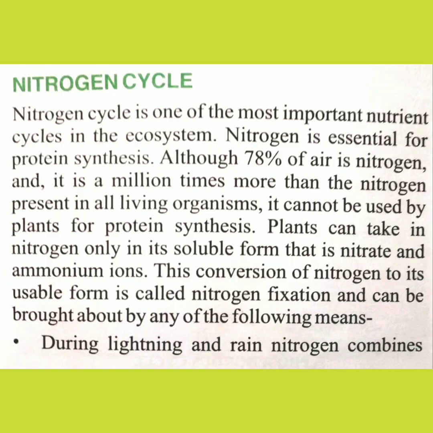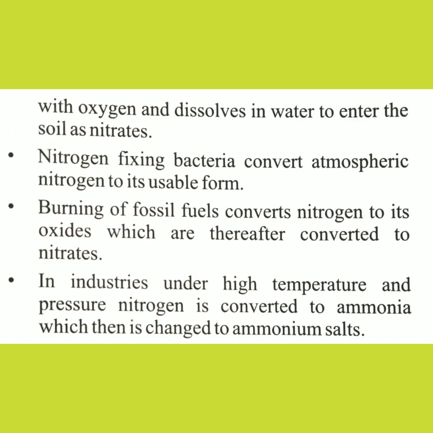So the first one is the nitrogen cycle. Nitrogen cycle is one of the most important nutrient cycles in the ecosystem. It is essential for protein synthesis, and almost 78% of the atmosphere is nitrogen. But plants directly cannot take nitrogen from the air. There is some process. Plants can only take nitrogen in soluble form, that is in the form of nitrate or ammonium ion. So nitrogen is converted into usable form, which is fixed into the plant by several means, and this is called nitrogen fixation. Now let's read what are the sources through which nitrogen is fixed into the plant.